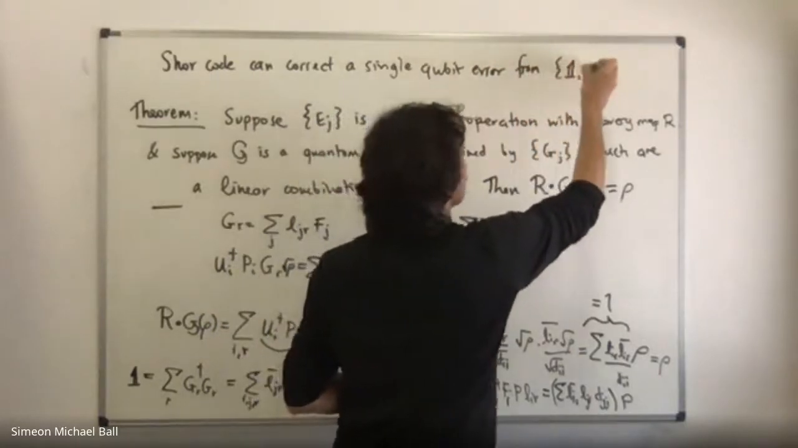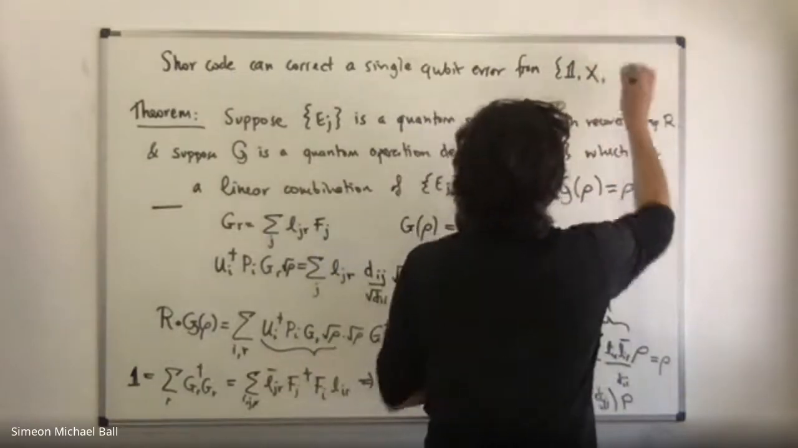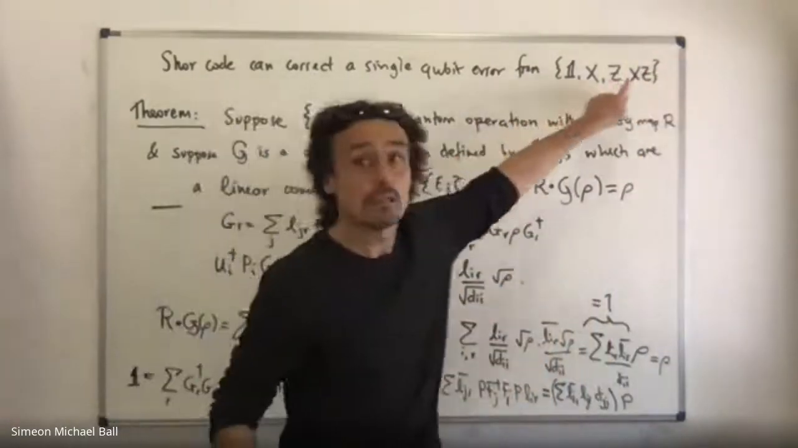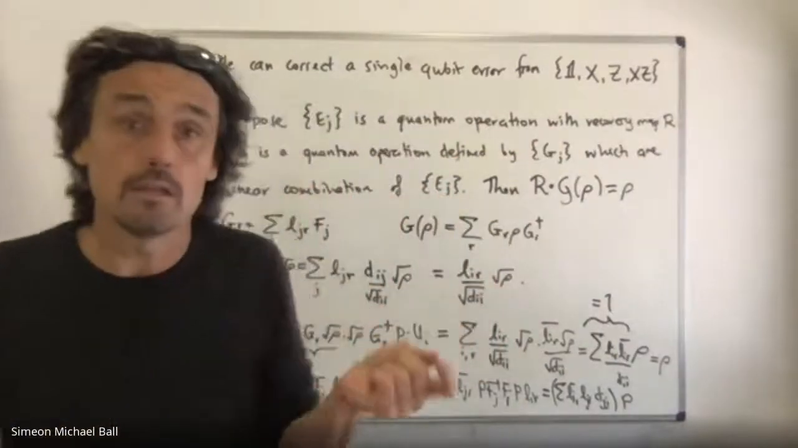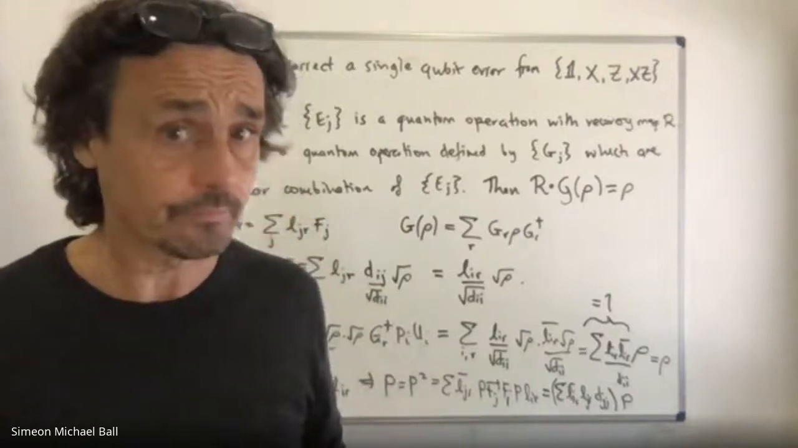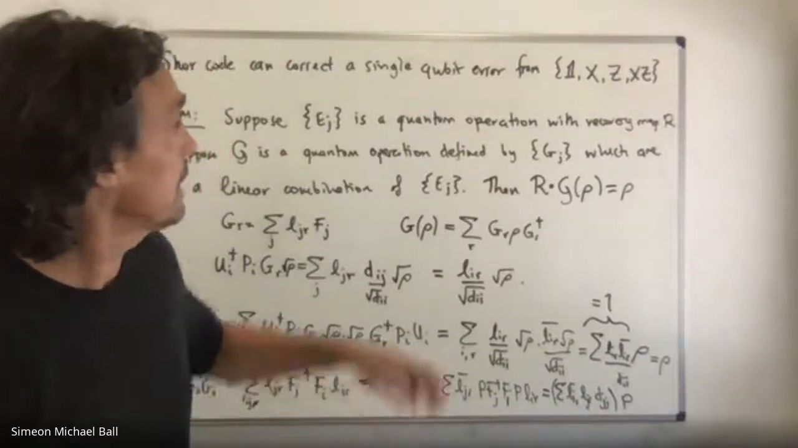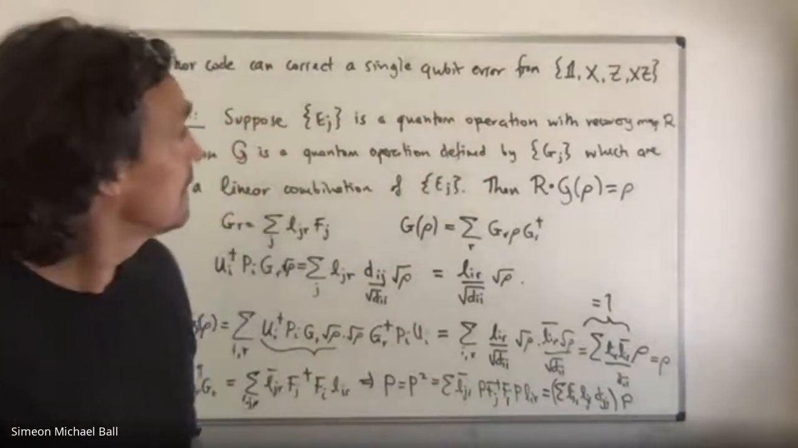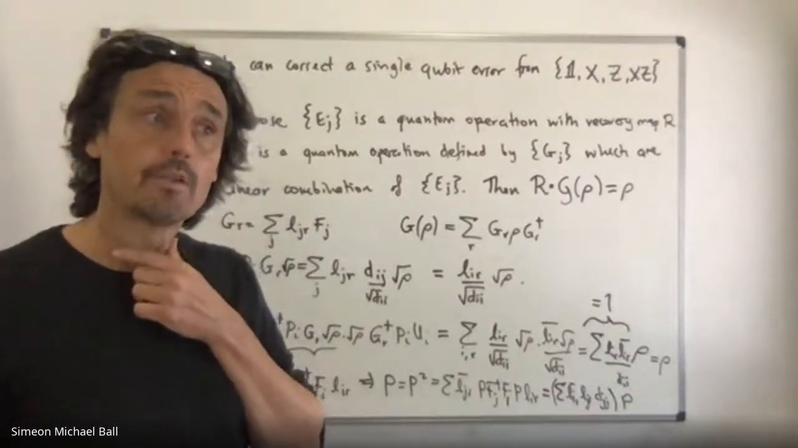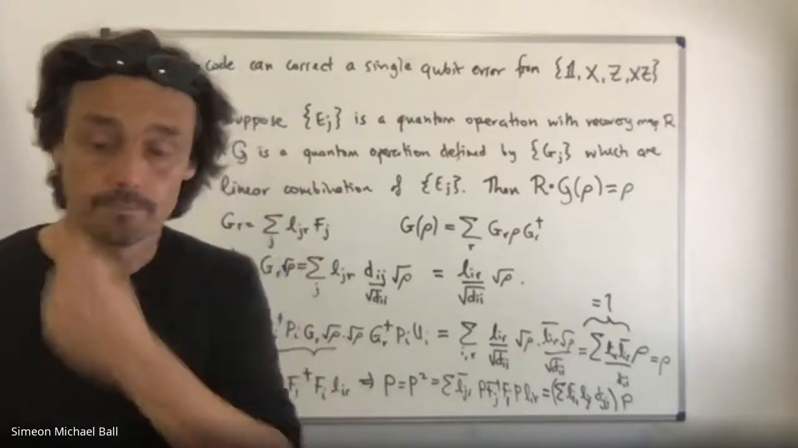from, well, the identity, and errors X, Y, Z, and XZ. And this, of course, is a basis for any one-qubit matrix. Okay, so we can then get a complete continuum of errors which are recoverable using the shortcode if it's just on a single qubit.